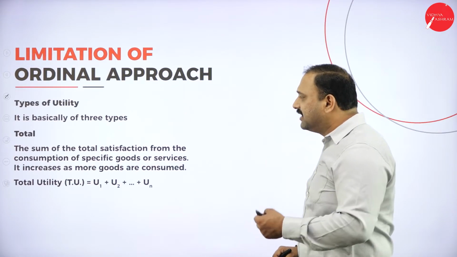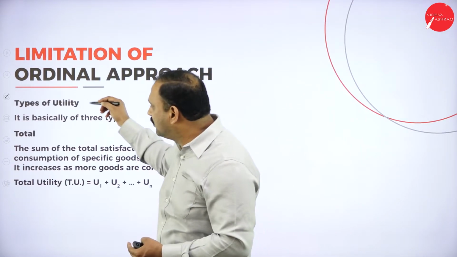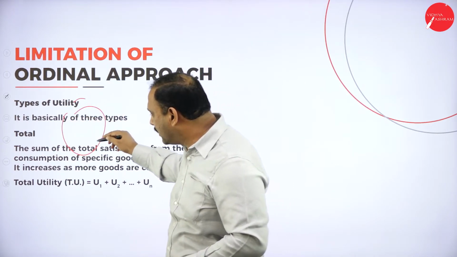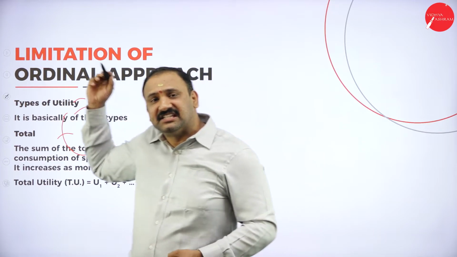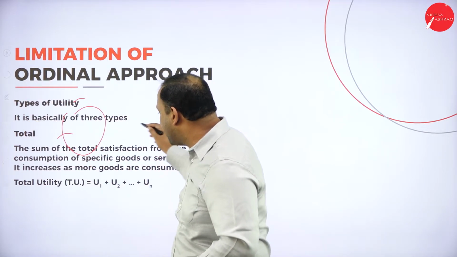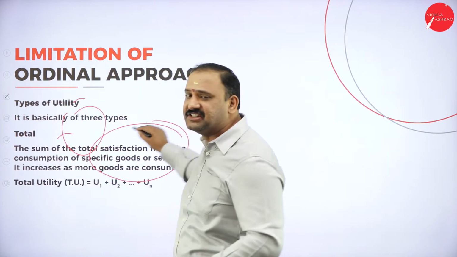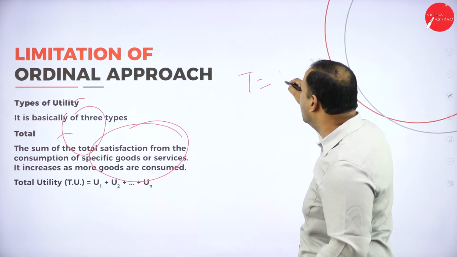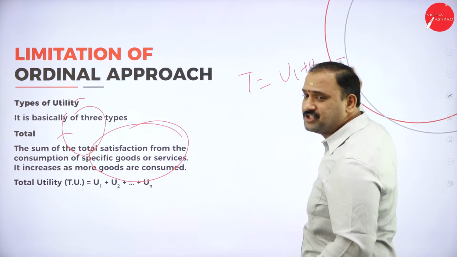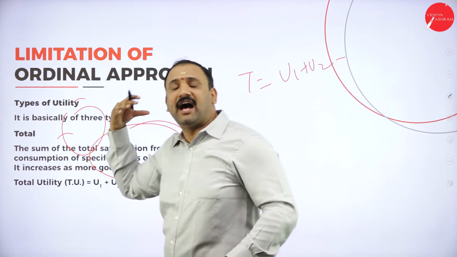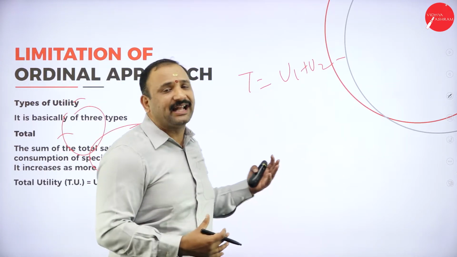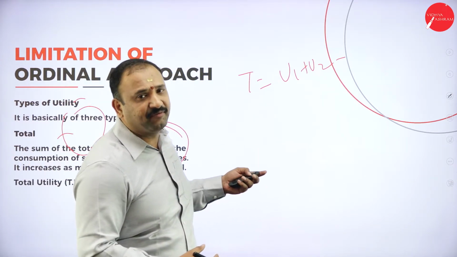Followed by the other types. Now if you start looking here, the three types of utility start coming in. We are going to talk about total utility, which means the total satisfaction derived from the good. So total utility is equal to U1 plus U2 plus U3, which means the total value of all the goods' satisfaction taken into account will give us the total utility value.